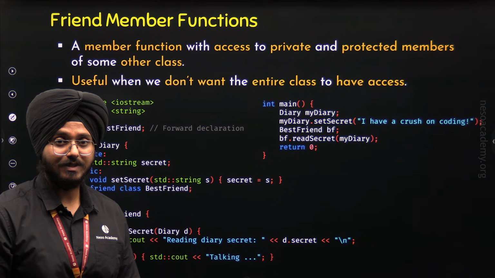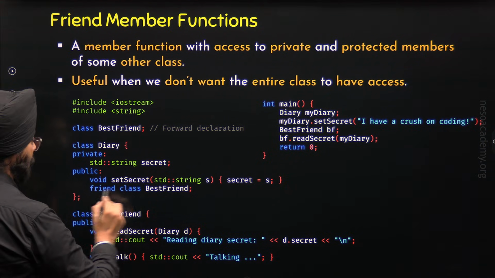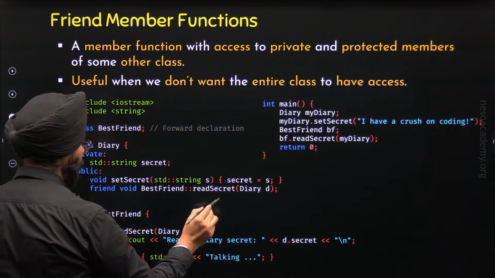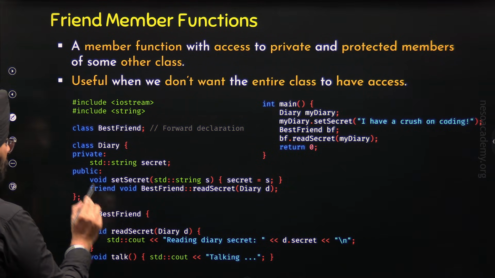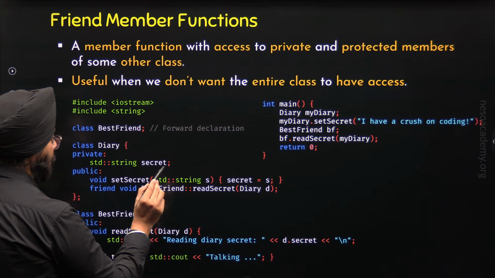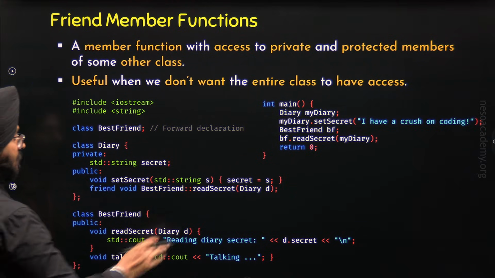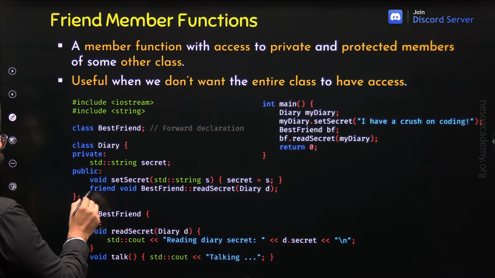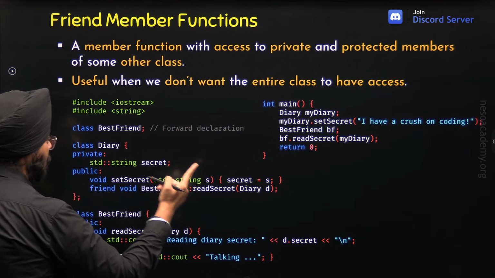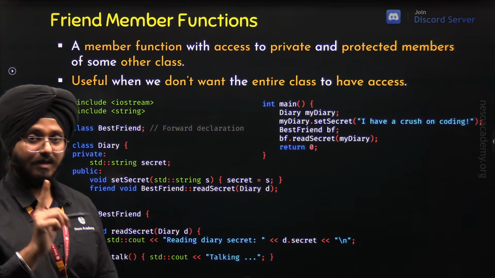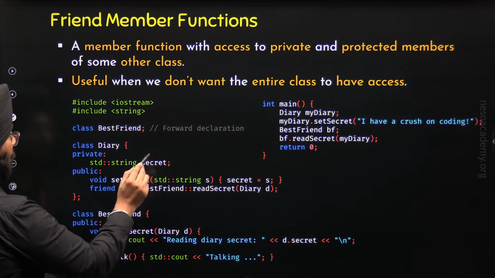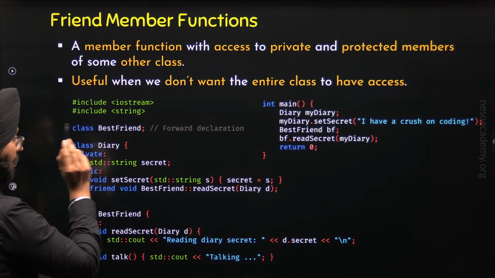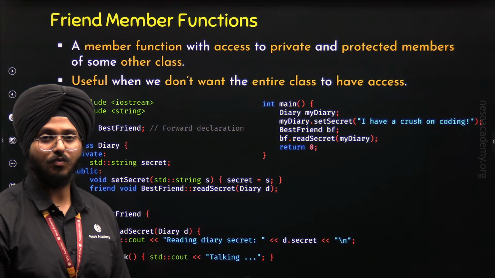Now, how can we do this? This can be done by replacing this line with this line. Here I am mentioning that readSecret is the function which is the member function of the class BestFriend. And I am doing this with the help of the scope resolution operator. This is the declaration of the readSecret function, and its return type is void. Here I am using the keyword friend to declare it as the friend function of this class. Now, this function can access the private member of this class. No other function of this class can access this private member. I hope this idea is clear to you.